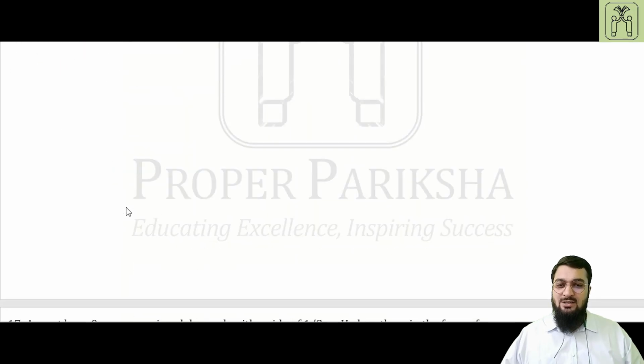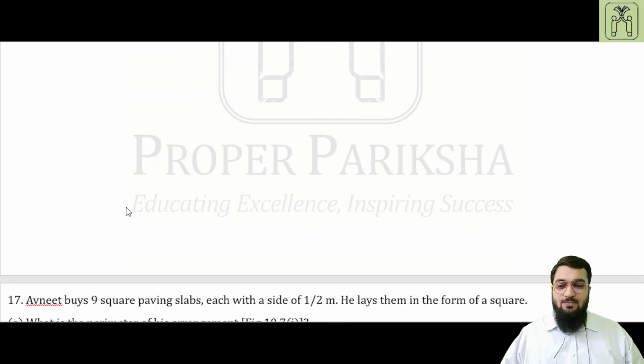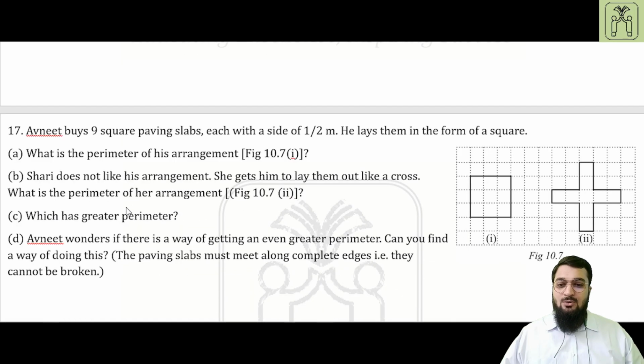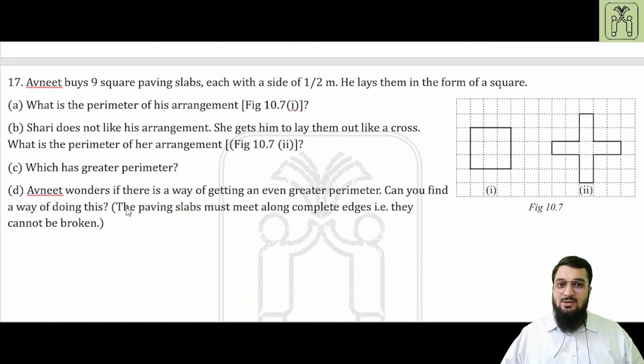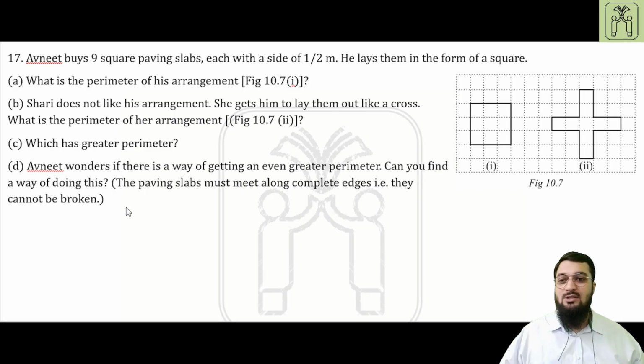You can just add them up and write down the perimeter. Coming to question number 17. This exercise is quite big. Avneet buys 9 square paving slabs, each with a side of 1 by 2 meters. He lays them in the form of a square. What is the perimeter of his arrangement?